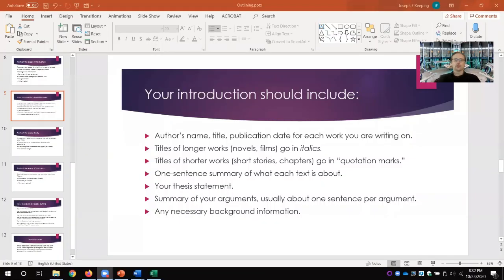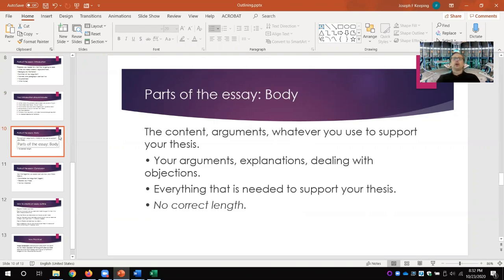Okay, that's the introduction. The next part of your essay is called the body, and this is the part that does all of the work. Your body contains your points, your arguments, your explanations, basically anything that you need in order to support your thesis.